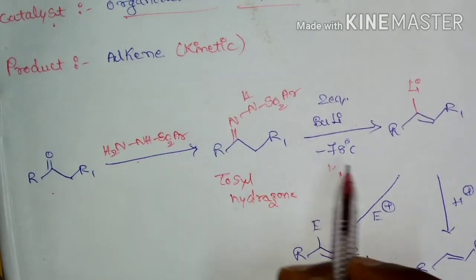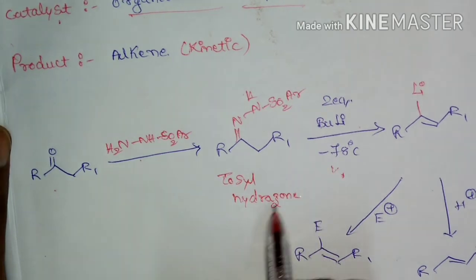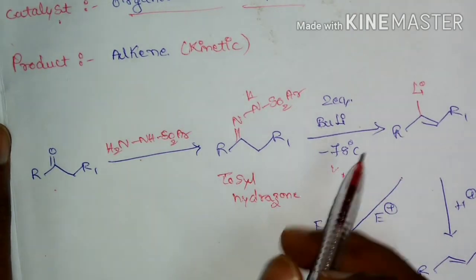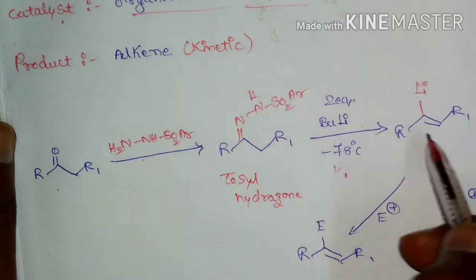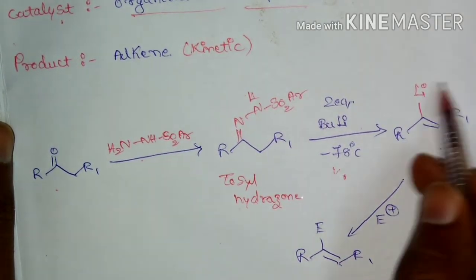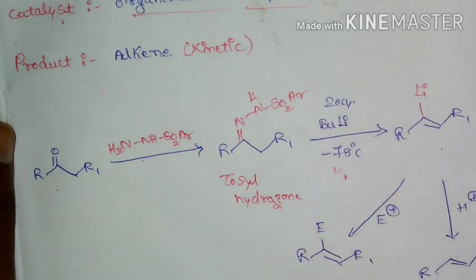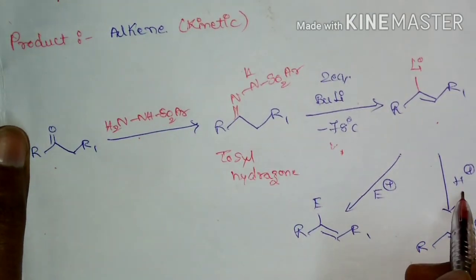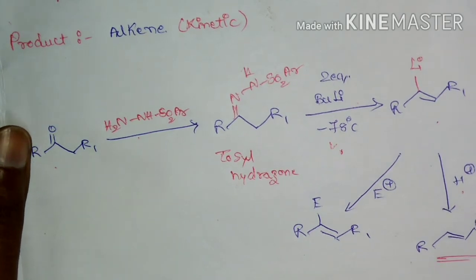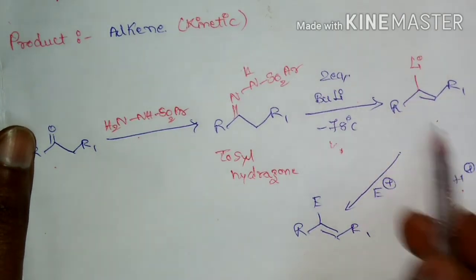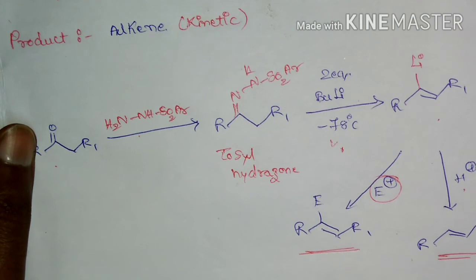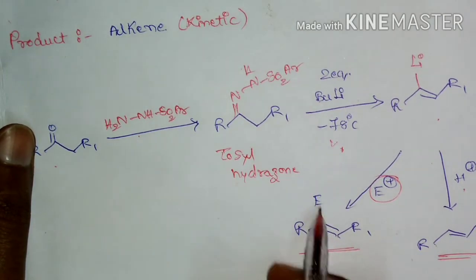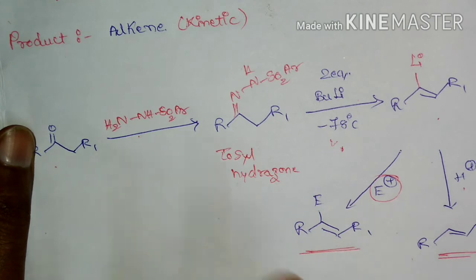Why we are getting the kinetic product is, at lower temperature the kinetic product is favoured, but in Bamford-Stevens reaction we are not going to carry out the reaction at minus 78 degrees centigrade, we are going to carry it out at higher temperature. So it is going to form alkenyl lithium. So this alkenyl lithium, if it is treated with H plus, leads to formation of alkene, or this alkenyl lithium can also react with an electrophile. So instead of proton, we will have another electrophile. So this is one of the applications of Shapiro reaction.